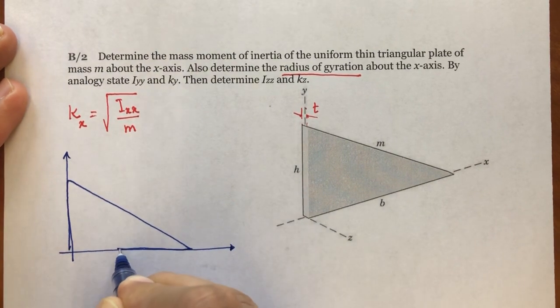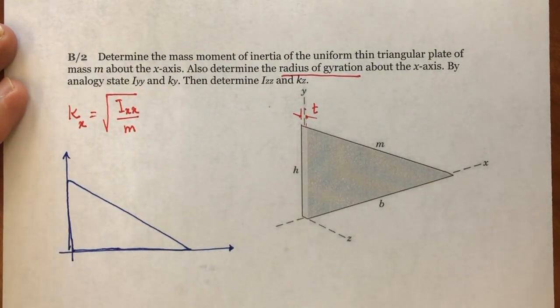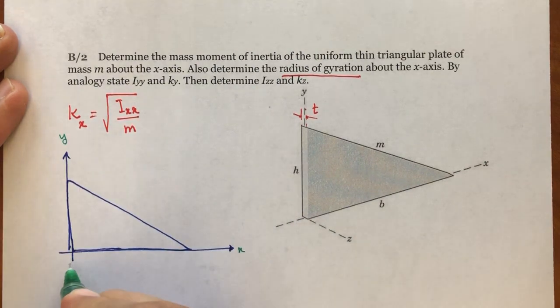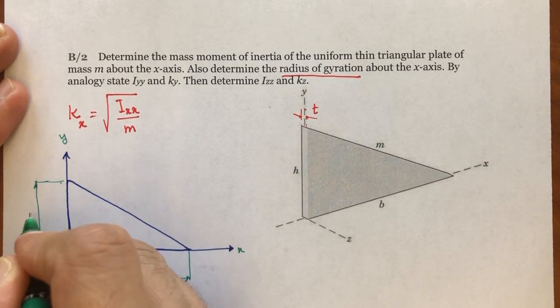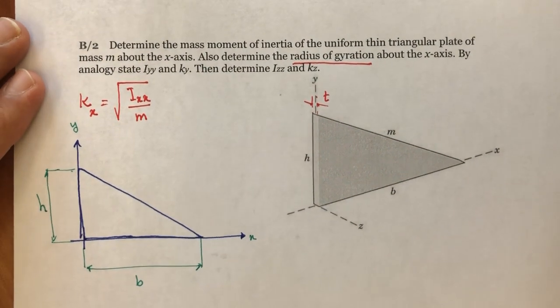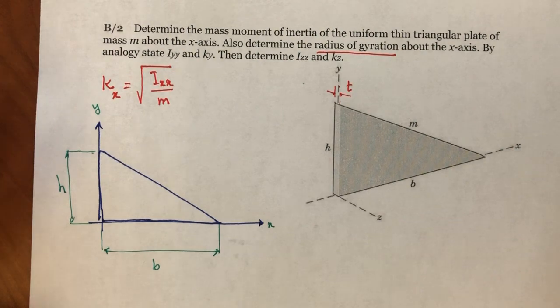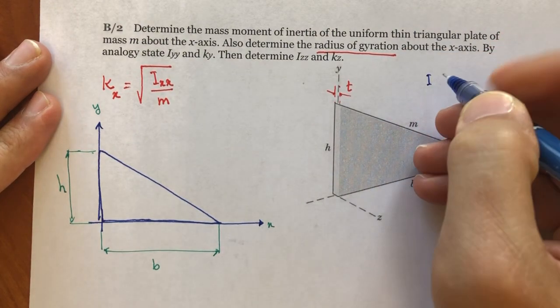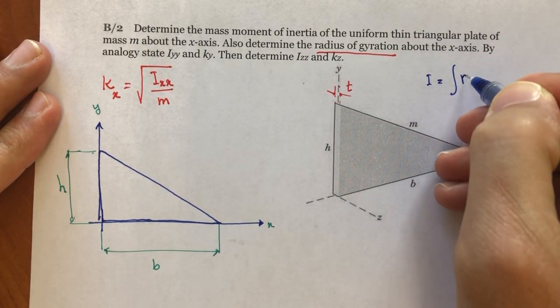Let's say this is the triangle, and this is x, y, this length is b, and this is h. And the total mass is m, as the problem stated. So if I want to start with the definition of the mass moment of inertia, let me write it here. I is equal to the integral of r squared dm.